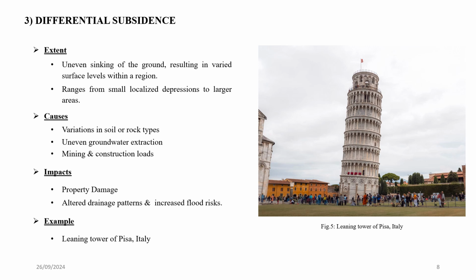It is often caused by variation in soil composition, differential loading from buildings, groundwater extraction, or geological faults beneath the surface. The uneven nature of differential subsidence makes it particularly dangerous, as it can lead to structural instability, posing safety risks and requiring engineering solutions. A famous example is the Leaning Tower of Pisa in Italy.